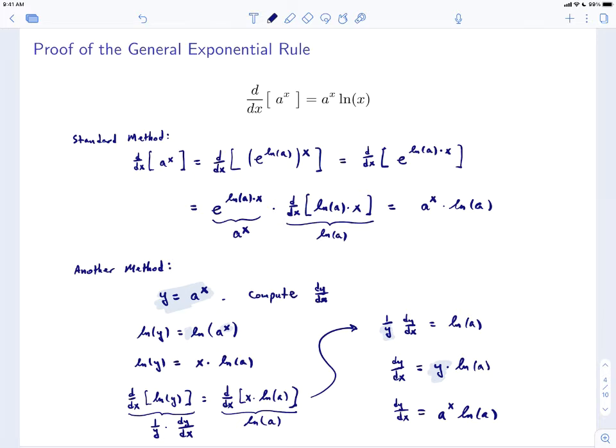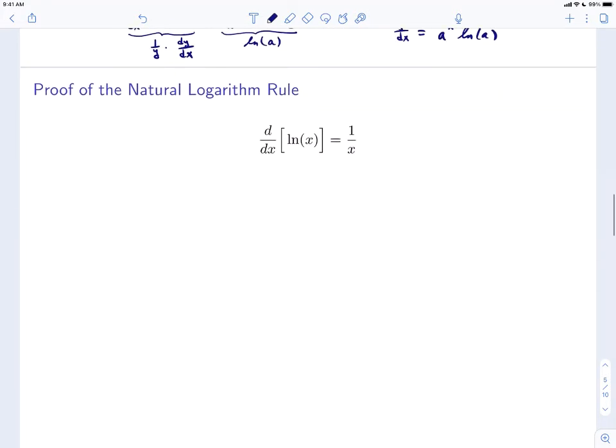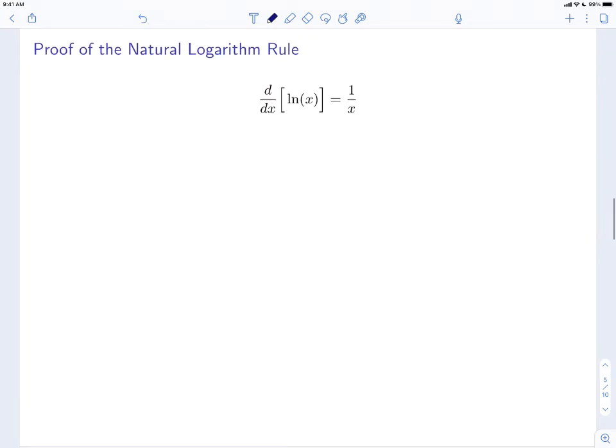Now this method is how we're going to approach the rest of the differentiation rules that we want to prove. We're going to recast everything as an implicit equation with some sort of y, and then we're going to compute dy dx using implicit differentiation. So, for example, the proof of the natural logarithm rule. Well, we already know what it is. The derivative with respect to x of ln of x is equal to 1 over x. But how are we going to prove it?